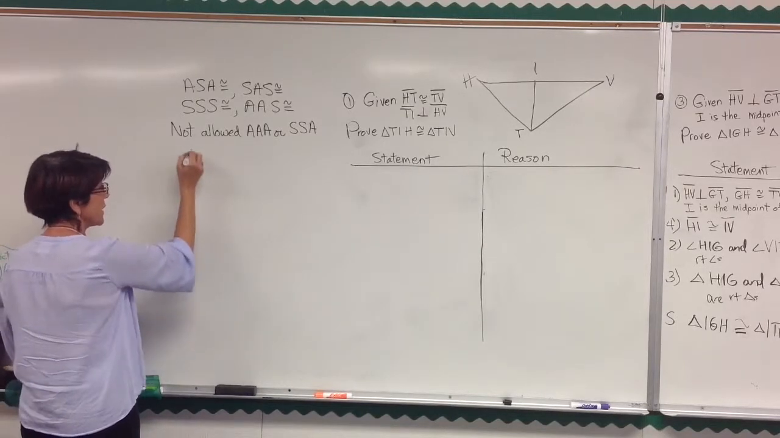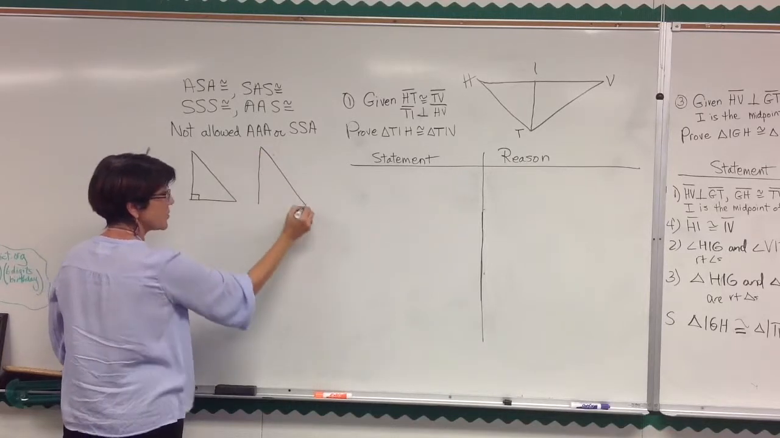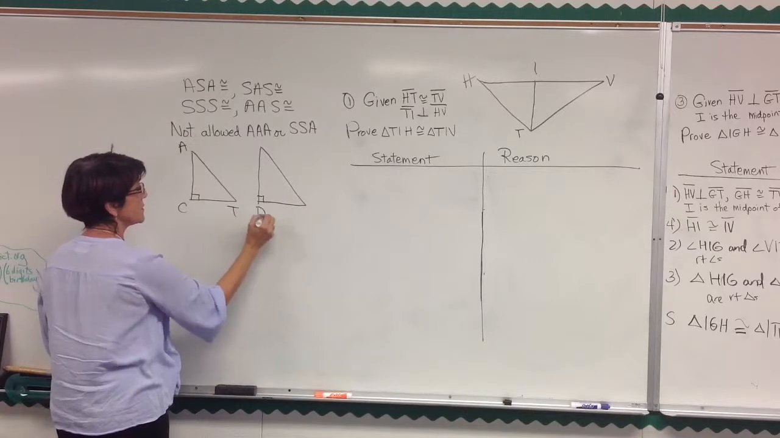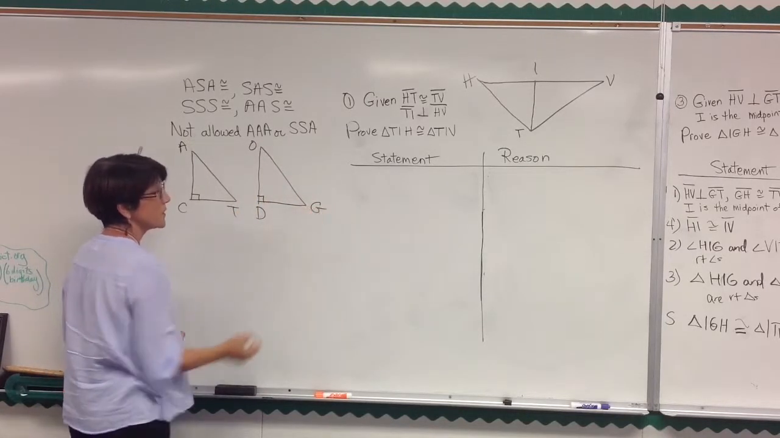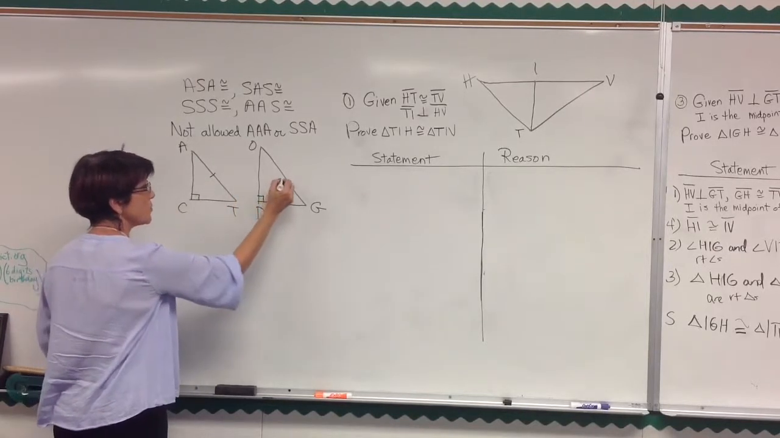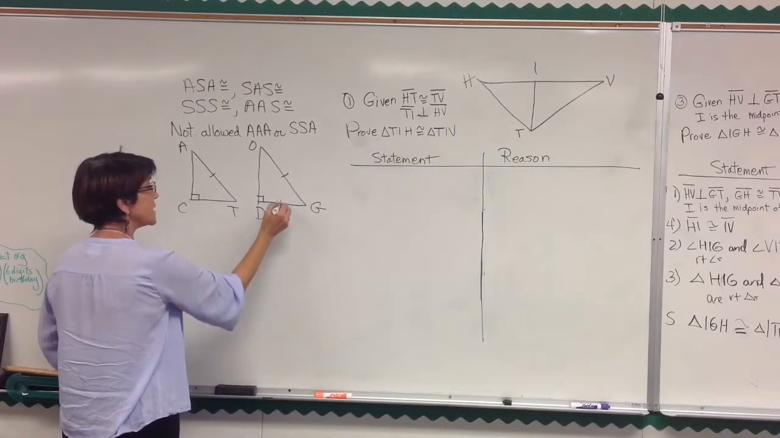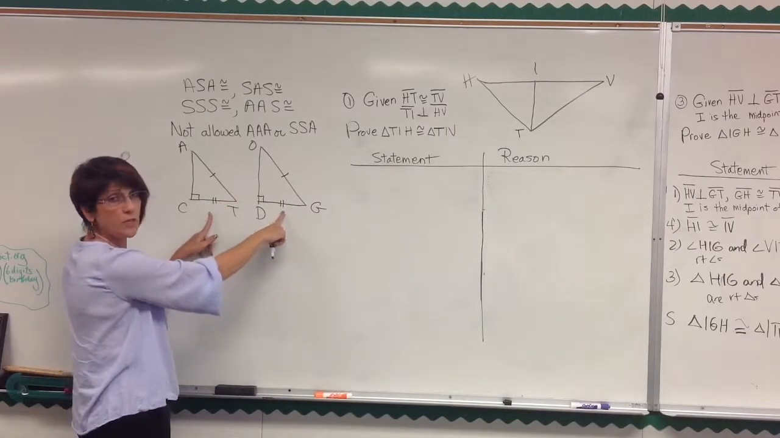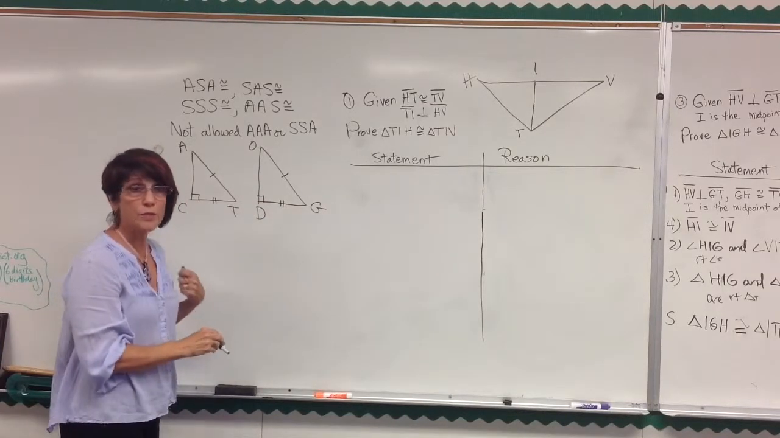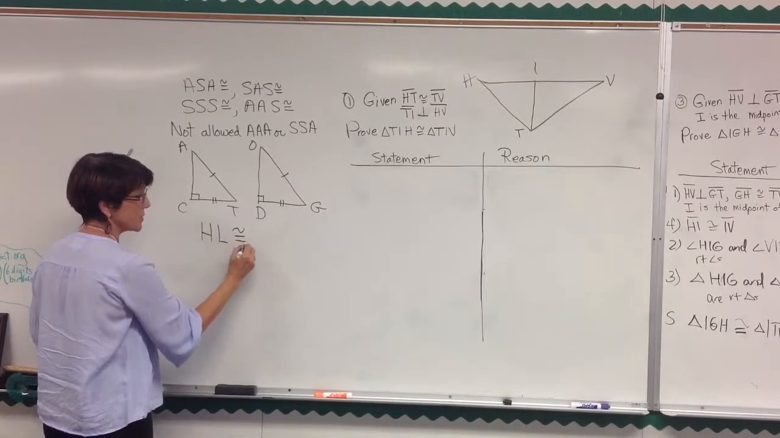So if I have a right triangle, another right triangle, let's call it CAT and DOG. So I have two right triangles. If I know the hypotenuses are corresponding and congruent, and I have a leg, now it could be either leg, this one or this one, then I have a congruency theorem of hypotenuse leg congruence.